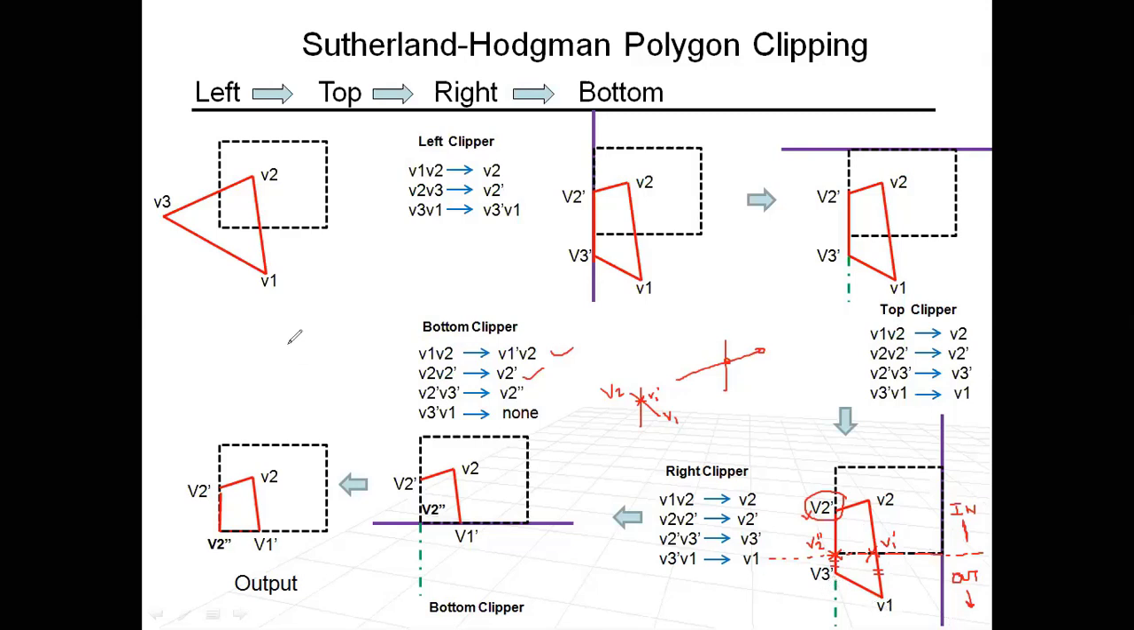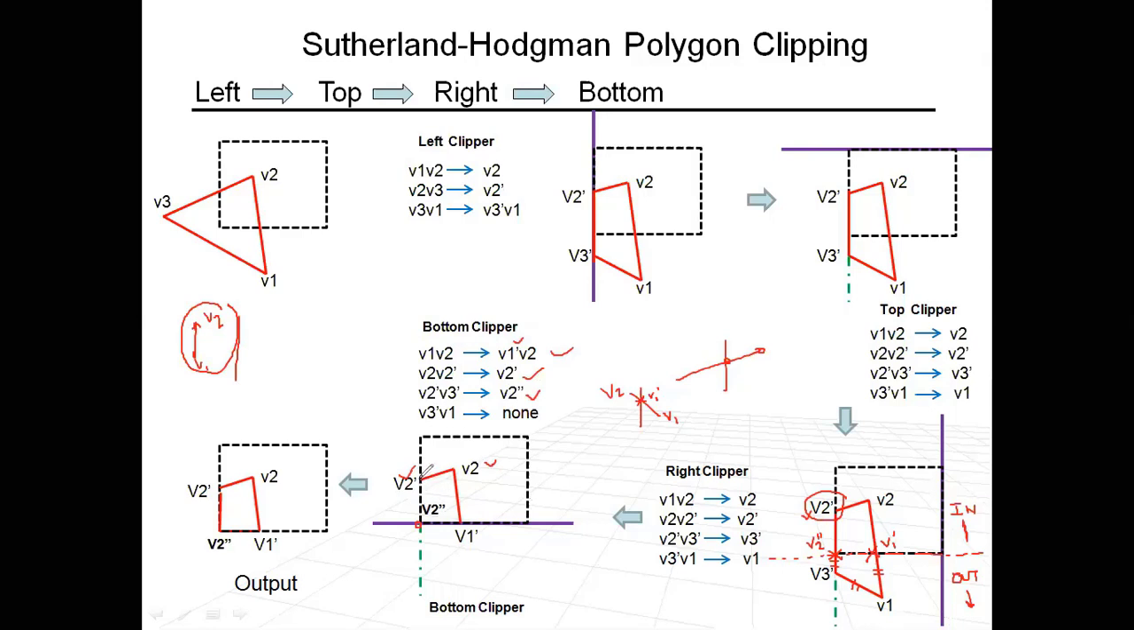So this is the fourth case in which completely V1 and V2 are lying outside. When both vertices are lying outside, then nothing is saved. So V3 dash and V1 means nothing is saved. So this is clipped. So after clipping, you are left with this point V2 dash. So you can see V1 dash is saved. V2 is saved. Now V2 dash is saved. Okay, and then V2 double dash is saved.